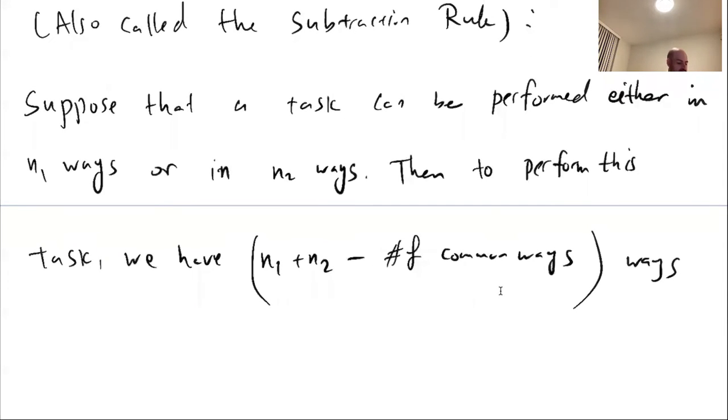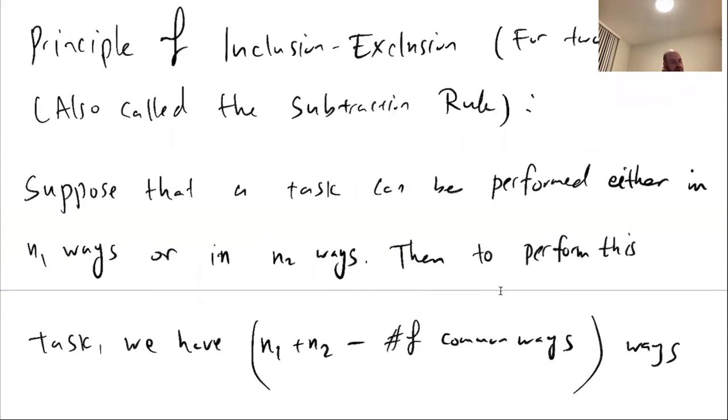It could be a little bit confusing, especially when you compare it with the product rule. However, don't worry, I'm going to explain this. First of all, in the product rule, we had at least two tasks. Let's say we want to choose lunch and dinner. So two tasks, choosing lunch and choosing dinner. Task one had n1 ways, task two n2 ways. Then in total, we have n1 times n2 ways.